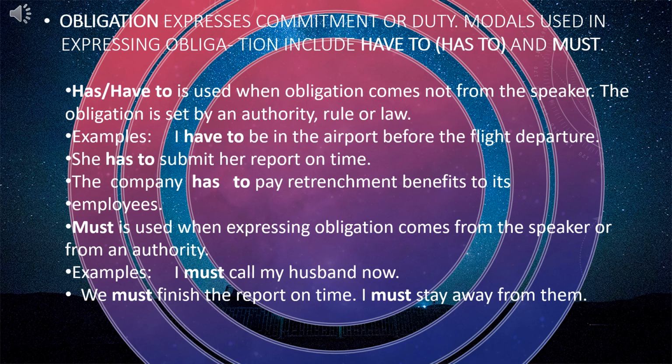Because as I've said earlier, you can no longer board the plane if you are late on your arrival in the airport. Okay? So there's an existing rule or law coming from an authority or institution. The next one, she has to submit her report on time. It's a sentence expressing that that girl has to submit the report on time because there's someone who imposed that on her. There's an authority who ordered her to submit the report on time.